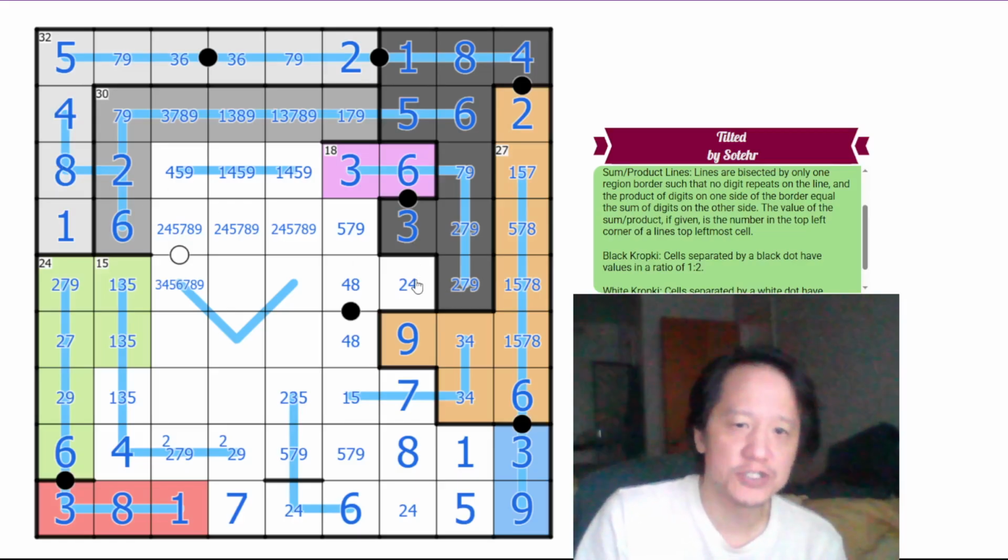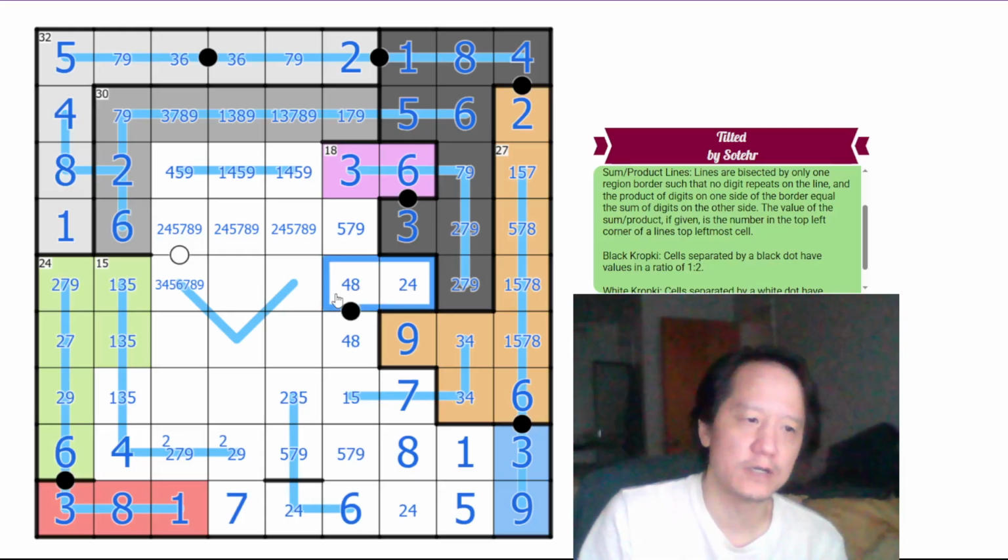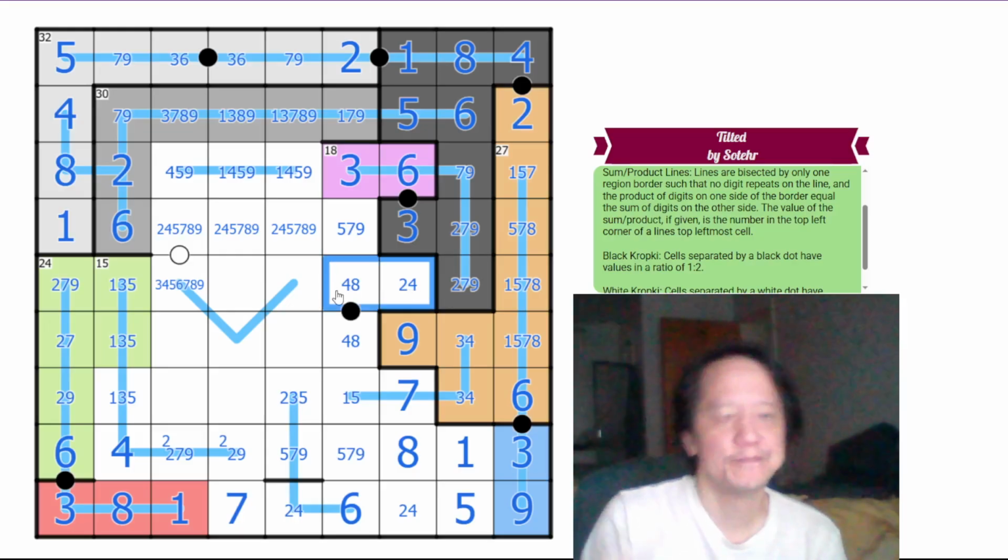Oh, this digit, whatever it has to be, must go to here as a region, right?